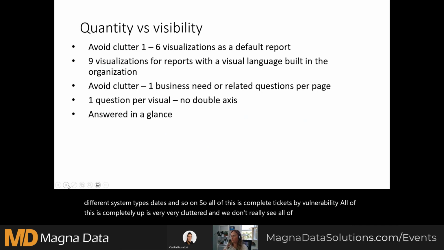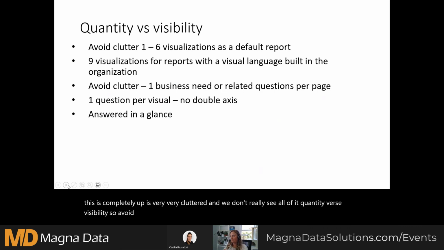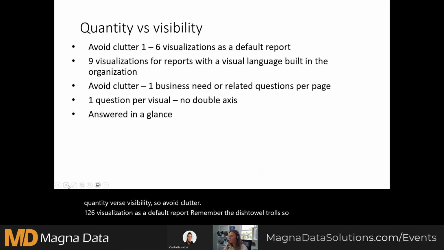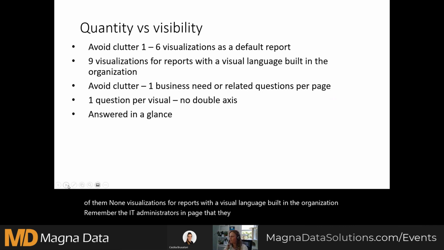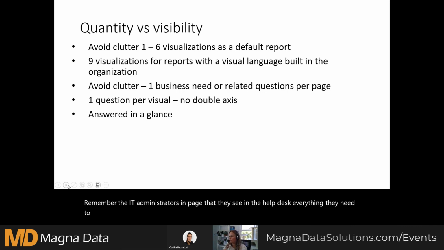Quantity versus visibility, so avoid clutter. 1 to 6 visualizations as a default report. Remember the Gestalt rules, so this is the modification of them. 9 visualizations for reports with a visual language built in the organization. Remember the IT administrators page that they see in the help desk, everything they need to see. 1 business need or related question per page, 1 question per visual, no double access, and answered at a glance, of course.